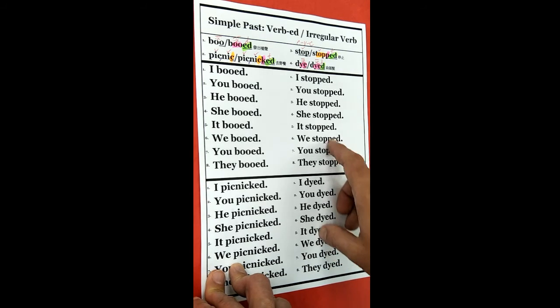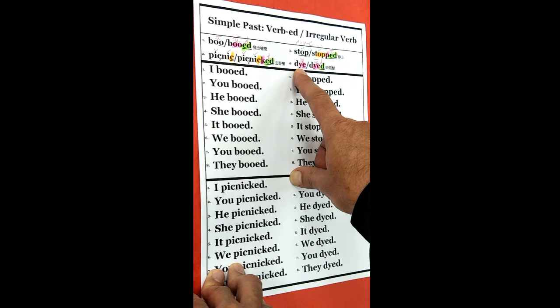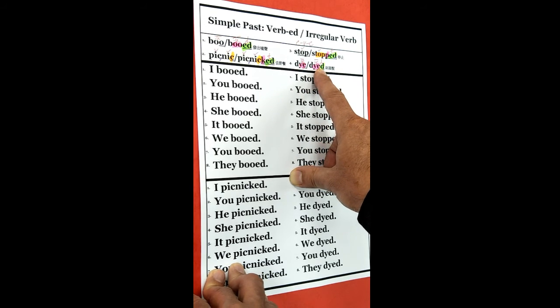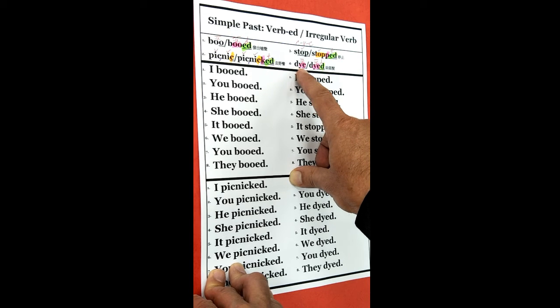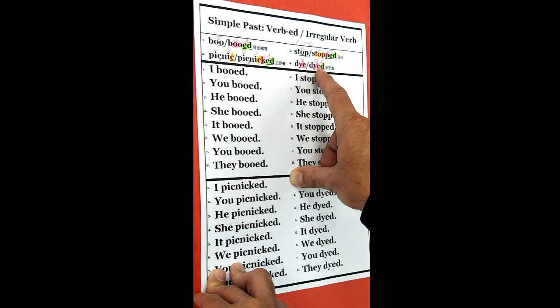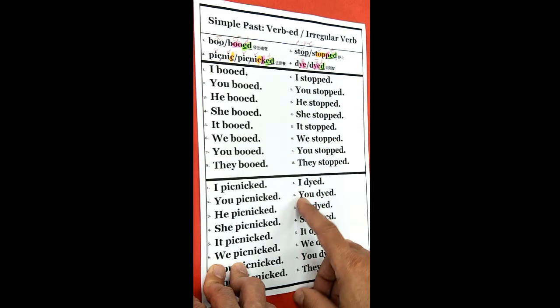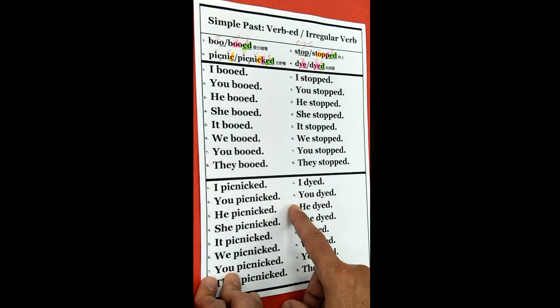All right, the next one. If the ending is YE, this YE sounds like I. If the ending is YE, we just add D. D-I, die. D-I, died. I is voiced, so that D sounds like D. Die, died. 1, I died.